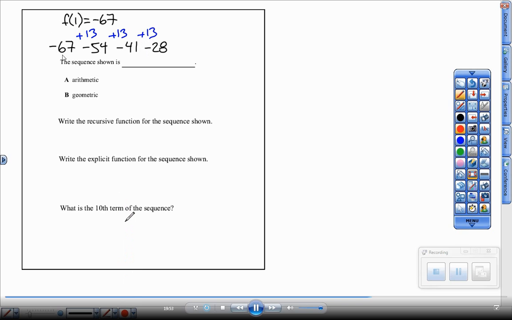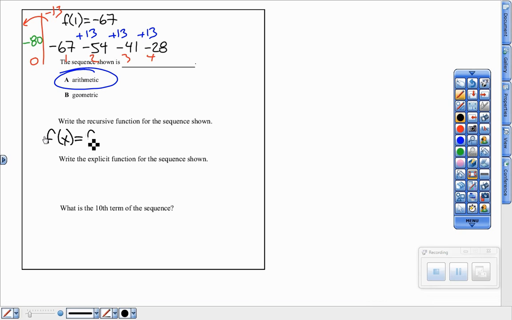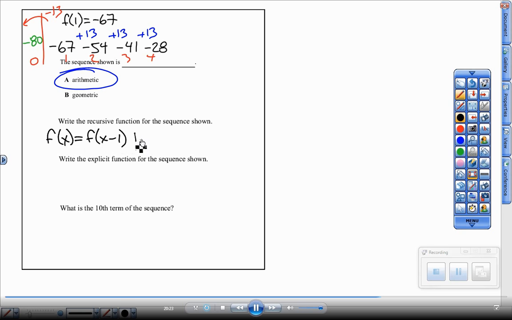All right, for this one, they want you to see that you're adding 13 to these. Adding 13, adding 13. So that means this is the first term, second, third, fourth. It takes adding 13 positives to this negative 67 to whittle it down to negative 54. Adding 13 more positives whittles it down to negative 41. Know that subtracting by 13 is the pattern going to the left. So negative 67 minus 13 gives you negative 80. This is an arithmetic sequence. The recursive pattern is f of x equals f of x minus 1 plus 13.